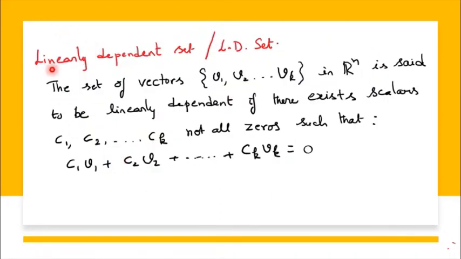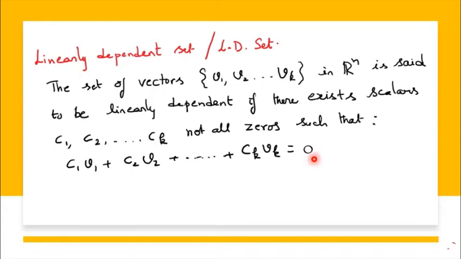Now we will see the definition of a linearly dependent set. It is simply the other way of linearly independent set, or LD set, you can call it. The set of vectors v1, v2 and so on vk in Rn is said to be linearly dependent if there exist scalars c1, c2 and so on ck, not all zeros, such that c1 v1 plus c2 v2 plus and so on plus ck vk is equal to 0.